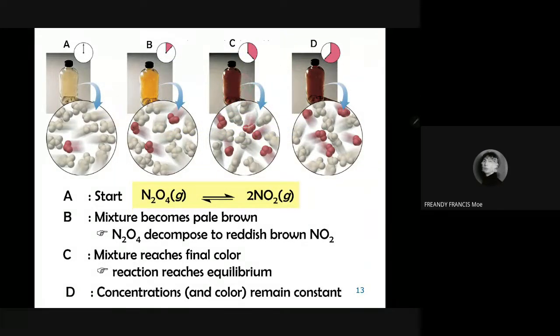Okay, let's say kalau situasi di mana semua N2O4 ni jadi NO2, warna dia akan jadi hampir hitam. Tapi di sini dia tak jadi hitam sebab masih ada N2O4 yang warna dia agak clear. Okay. Does anyone have any question so far? Okay, tiada. So let's proceed to the next question.